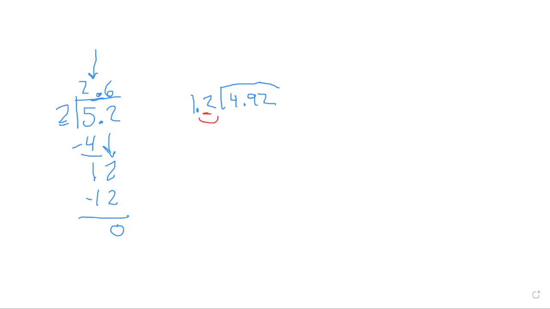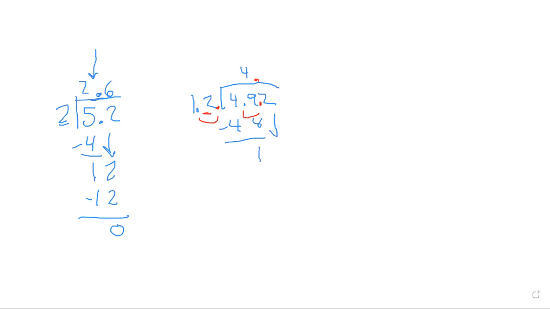And I do that by multiplying both by 10. So 1.2 times 10 is 12. 4.92 will give us 49.2. So now I'm going to go ahead and put my decimal point up here in red. And now I'm going to do 49.2 divided by 12. 12 goes into 49 4 times. That's 4 times 12 is 48. I put my 48 and I subtract, I get a 1.